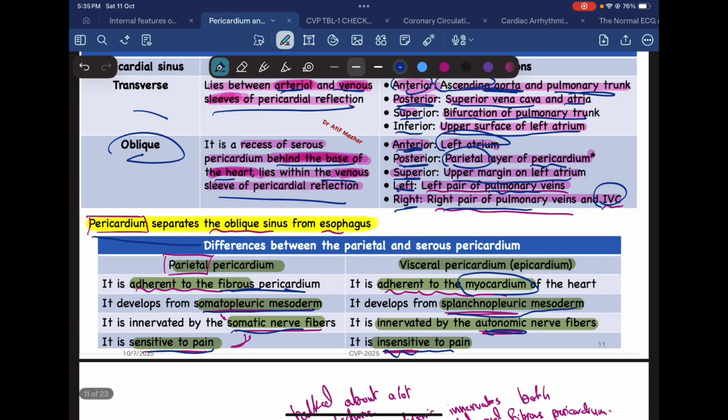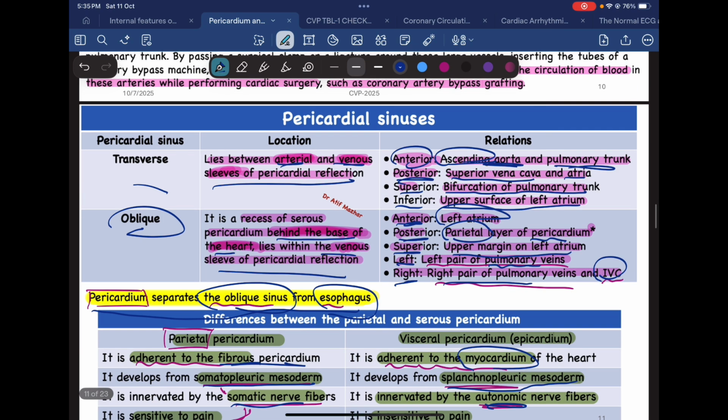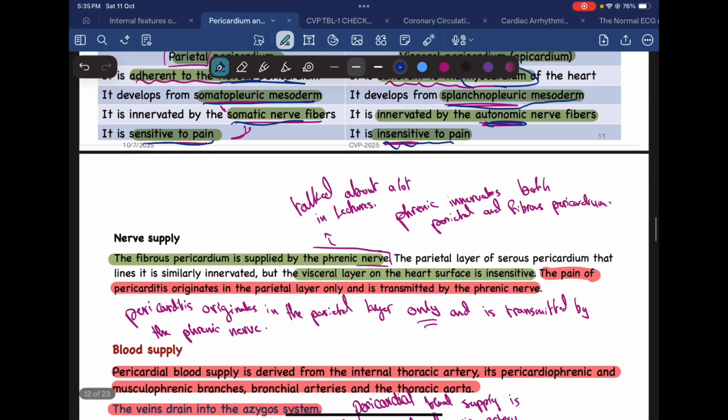Now, the pericardium, what does it separate? It separates the oblique sinus from the esophagus. So what would be right behind it? Right behind the oblique sinus is the parietal layer, or the pericardium, and right behind that pericardium you'd find the esophagus.